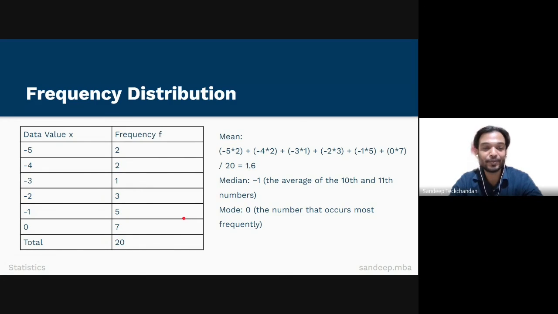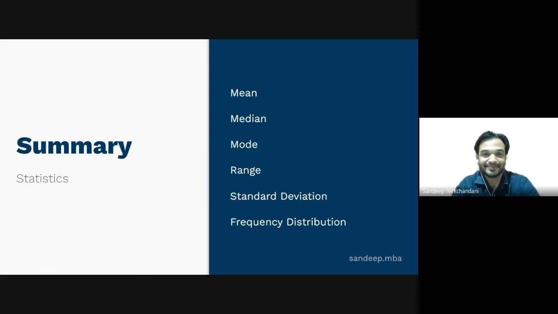will be 0. The range is going to be 0 minus -5, which is equal to 5.